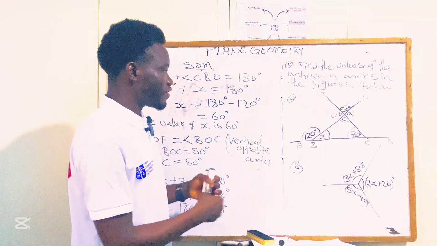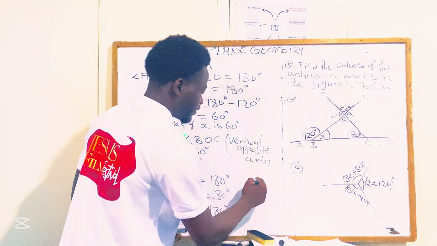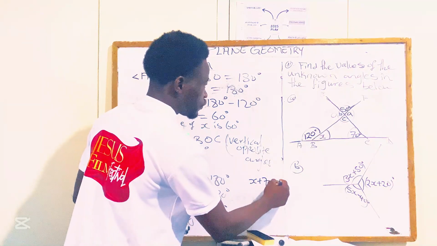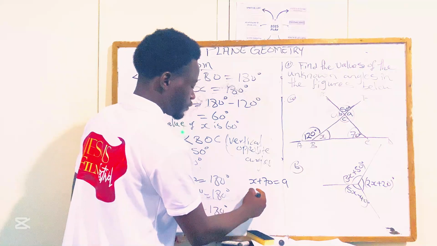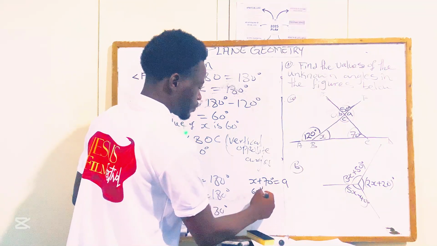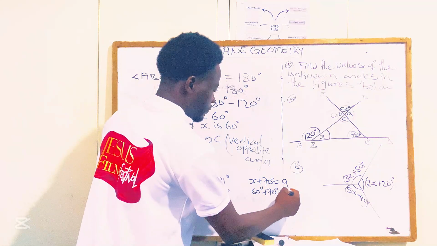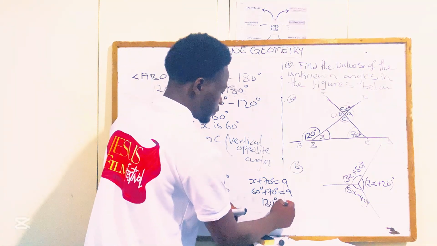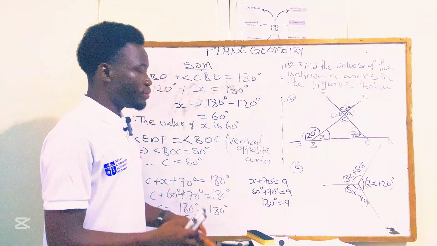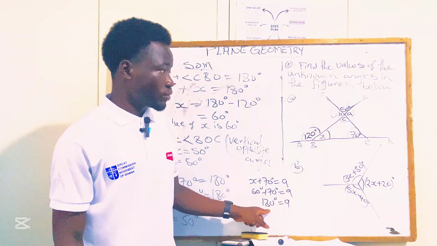Okay, so let me demonstrate that again. Which means that X plus 70 should give me A. And if X is 60, then 60 degrees plus 70 degrees will give me A, which is 130 degrees. So it means that the angle A here is also what? 130 degrees.